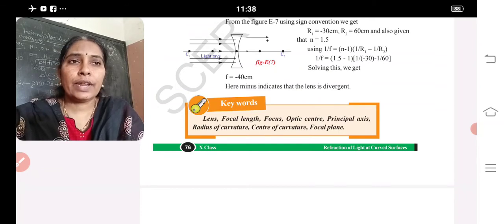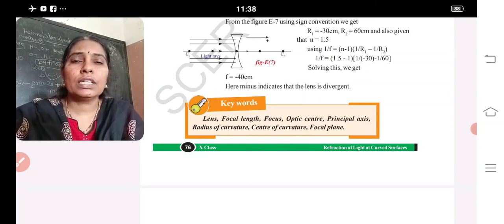What is n? Refractive index. What are R1 and R2? They are the radii of curvature of the first and second surfaces of the lens. f is the focal length. So by using this you can find the focal length. What are the keywords?